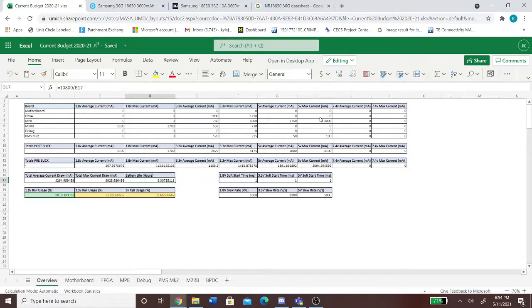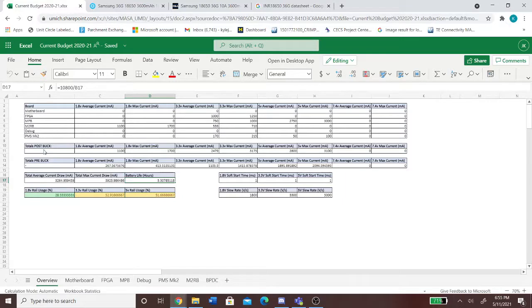Okay, so what you're going to want to do is add up each of these columns and put the totals in this post-buck row. I'll explain what post-buck and pre-buck mean in a second, but basically we have all those added in, all the way down. Post-buck is the current that's coming out of the buck converter. In our case, we have a 7.4 volt battery, so we're only using buck converters because we don't need 12 volts or anything like that. Post-buck is what's coming out of the buck converters, and pre-buck is what's going into the buck converters. And you'll see that they're different.